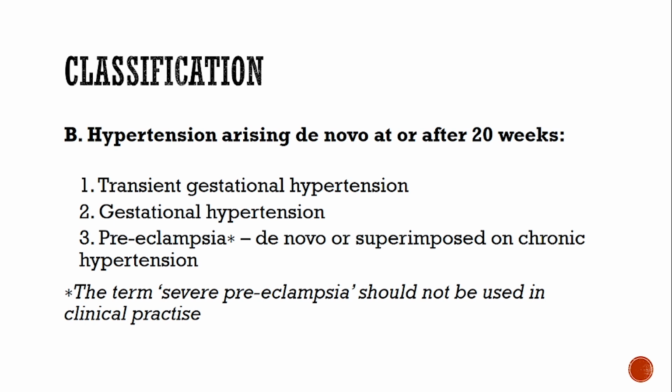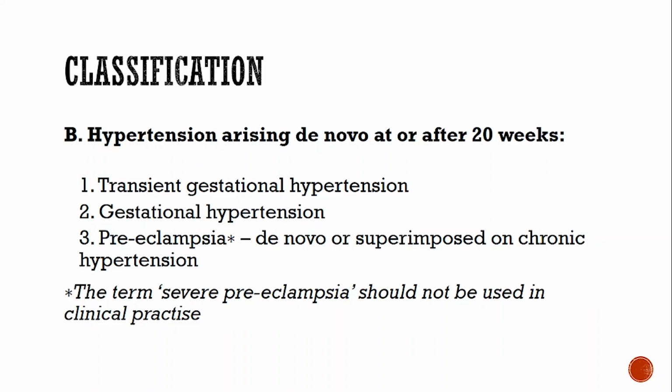Then class B is hypertension arising de novo at or after 20 weeks gestation. Subclassification of this is B1, which is transient gestational hypertension, B2 gestational hypertension, B3 is pre-eclampsia. Now, for pre-eclampsia, if you notice there's an asterisk there, we are talking about the de novo or superimposed on chronic hypertension. Pre-eclampsia de novo can be a classification on its own. However, there can be a superimposition on a woman that already has chronic hypertension. So it's important for us to know that this particular state can occur.